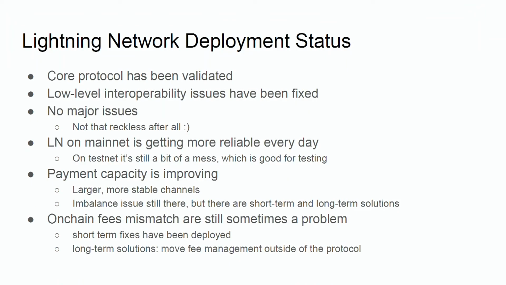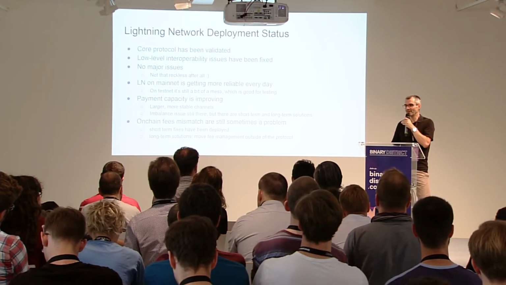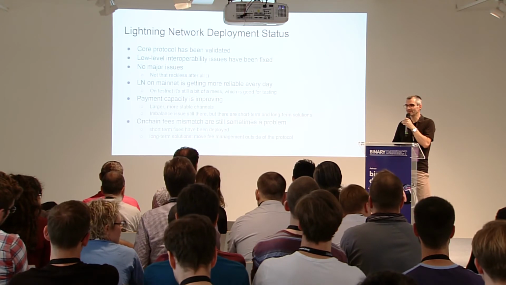Payment capacity is improving, so there are larger, more stable channels, and it will get better as people trust the network to open larger channels. The imbalance issue is still there, but there are short-term and long-term solutions. And the on-chain fee mismatch is being fixed, so you won't see that many channels getting closed because nodes don't agree on what the on-chain fees are supposed to be. So it went fairly well, I would say. We're fairly happy with how things are going on mainnet right now.